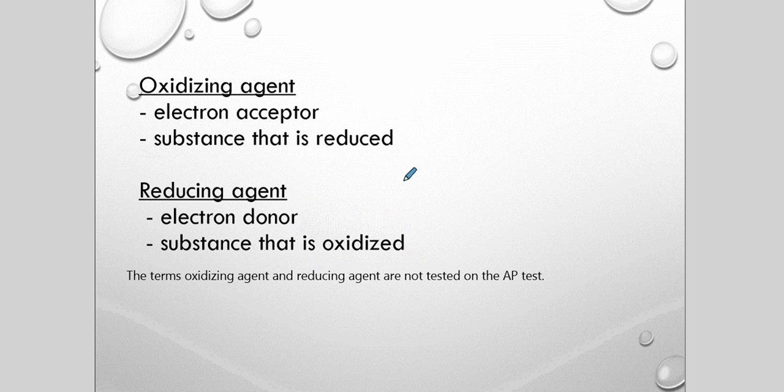Oxidizing agent and reducing agent. I want to preface this by saying this will not appear on the AP exam. However, for completion's sake, we feel like we need to mention it to you so you're not completely in the dark in chemistry in the future. Oxidizing agent is the electron acceptor, the thing accepting electrons. So it sounds like that's the thing being reduced. You would be right. Reducing agent, the electron donor. Hey, that's the thing being oxidized. Correct. So we get 2 terms for the same thing. That sounds why they probably took it off the AP test.